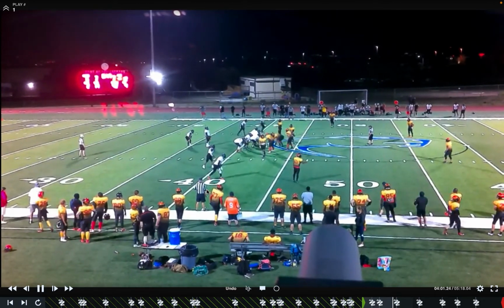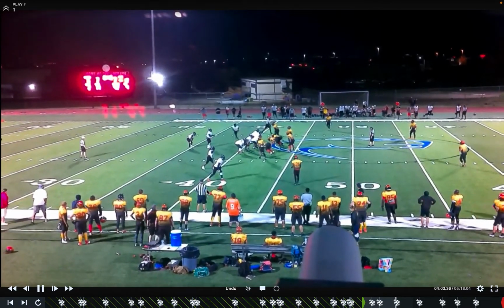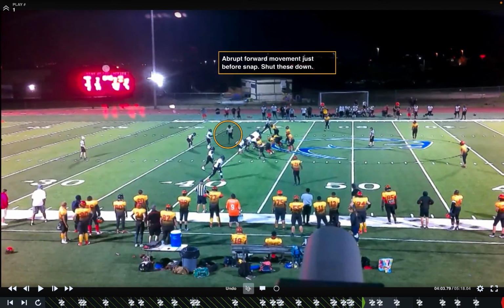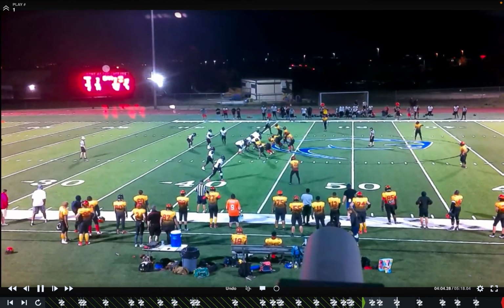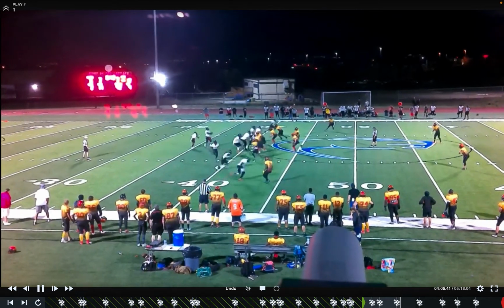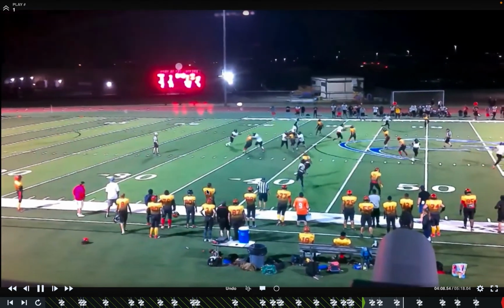Now this play, this is an illegal motion. We would want to shut this down. He actually goes forward abruptly right before the snap, and nothing good is going to come of this, even if you rule this live as an illegal motion. So shut this down, come crashing in hard before anything happens. We end up having a long completed pass, all for nothing, and risk somebody getting hurt, all these other things. So just shut this down. Right there should be your false start.